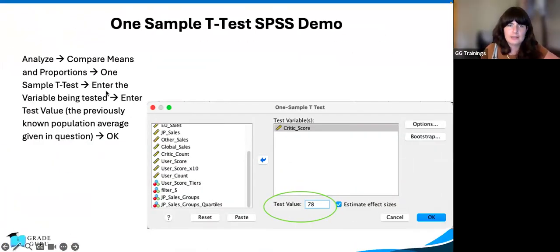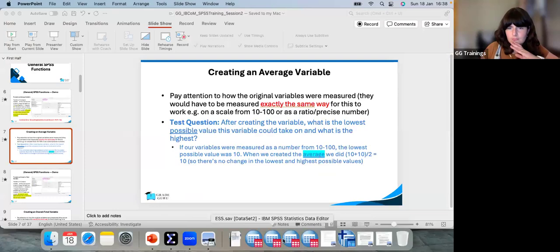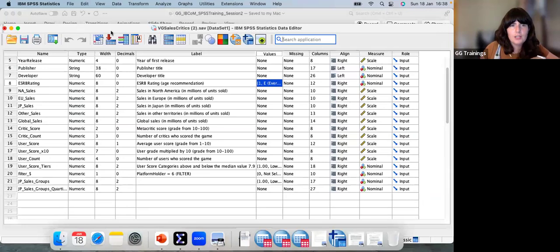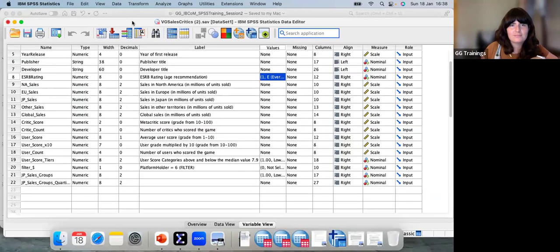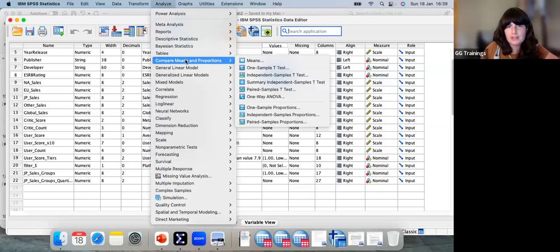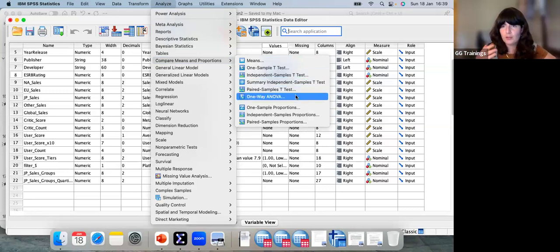All right. That's a little demo of how to do your t-test. What did I use here? Video games. Okay. So, as usual, go to Analyze and go to Compare Means and Proportions. And you'll see here in this list, you've got 3 things you're going to look at. One sample t-test, independent samples t-test, and the one way ANOVA, because all of them compare means. So, one sample t-test.